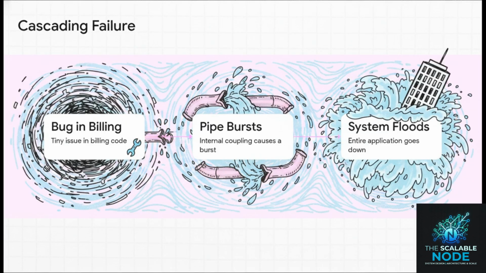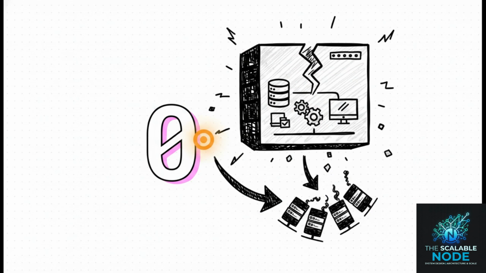Because everything is so tightly coupled, a tiny issue just cascades. Imagine a single broken pipe, maybe a seemingly harmless little bug in your billing code. Because it's all one building, that burst pipe literally floods the entire skyscraper. Billing fails, the UI crashes, and suddenly the whole app goes down. So your crucial metric here is actually 0. That's your fault tolerance. In a monolithic architecture, a fatal mistake in just one feature brings down all the servers. You're dealing with a massive single point of failure.